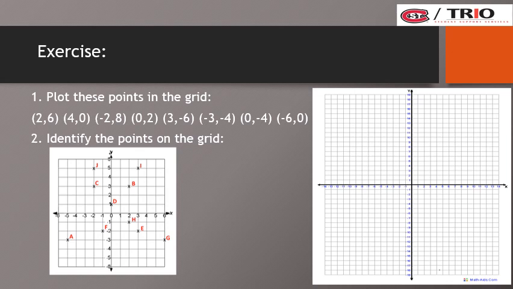Let's work on one example for each question. For example, let's do 2, 6. 2 is on the x-axis and 6 is on the y-axis. So we go 2 on the x-axis and 6 on the y-axis. Here is the point. It is 2, 6. This is how you mark the rest of the points.